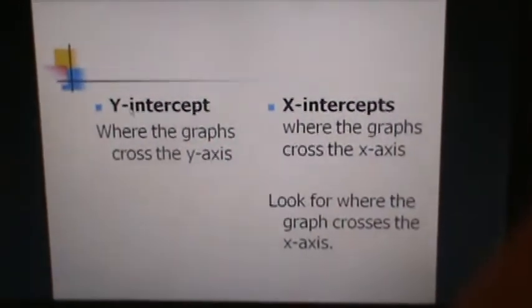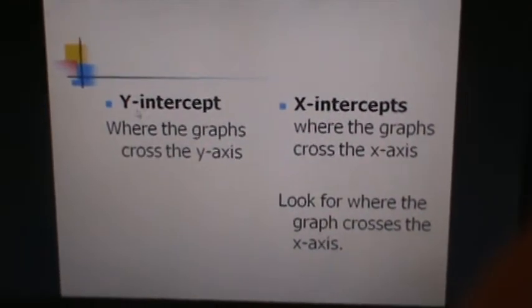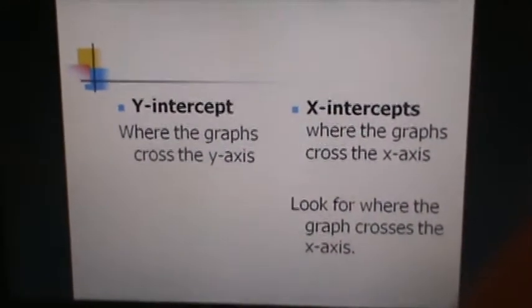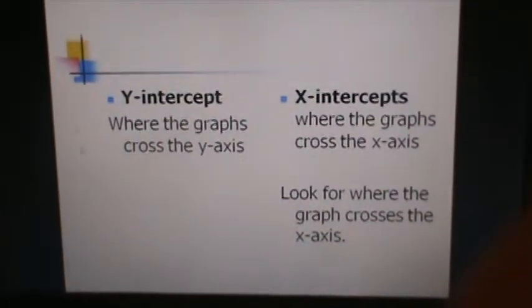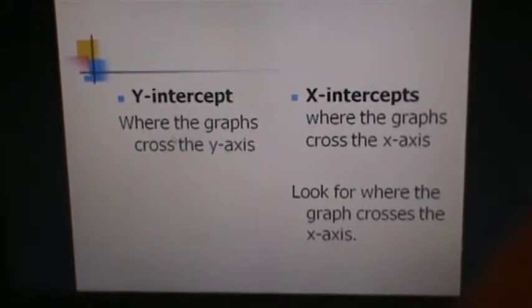Other vocabulary is you will have a y-intercept because we're talking about a graph. This is where your graph crosses the y-axis, and you'll just find whatever that point is. Remember, the y-intercept is when x equals 0.